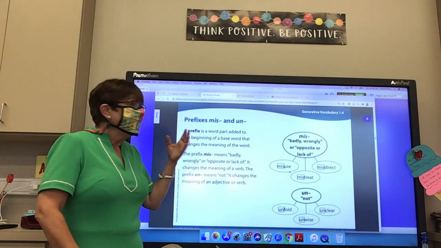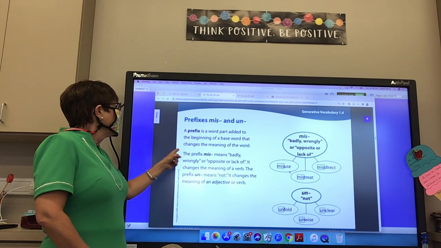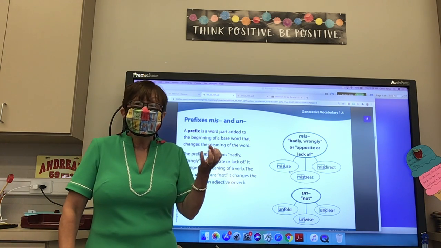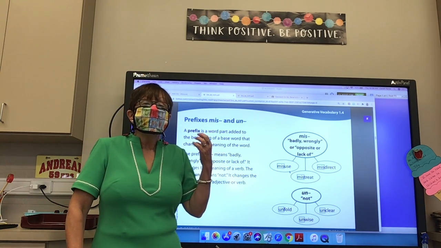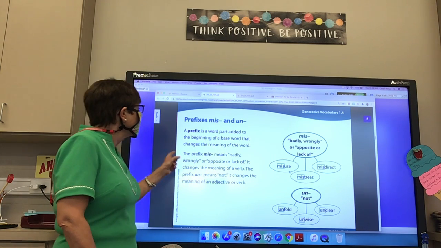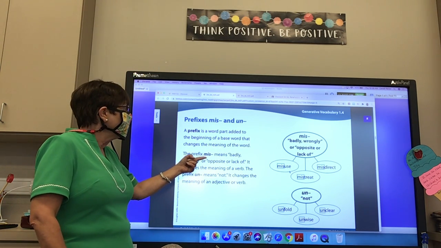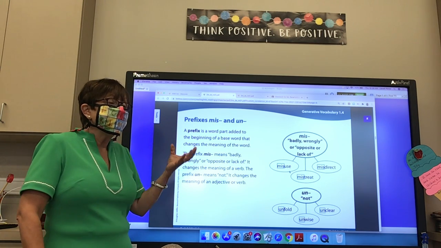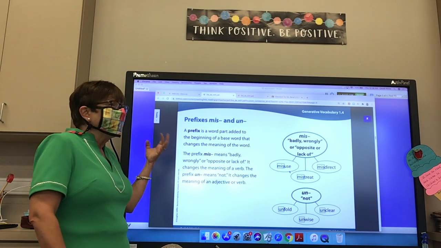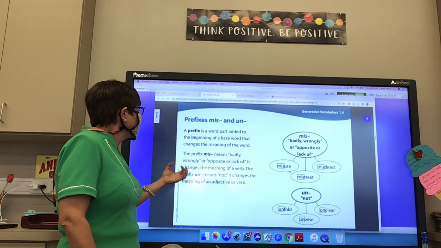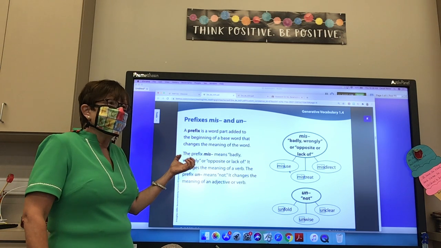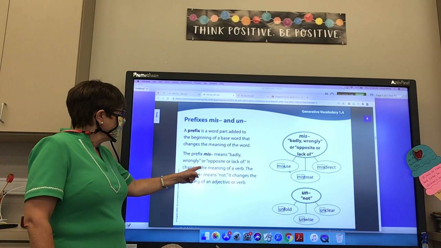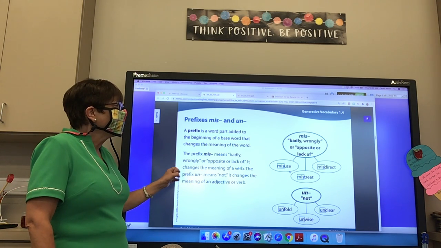Now, when we see mis at the beginning of a word, like in our story this week, where we have Marisol McDonald doesn't match and she mismatches, right? The prefix mis means badly, wrongly, or the opposite, or lack of. So mismatch means badly matched or wrongly matched. It changes the meaning of a verb. The prefix un means not. It changes the meaning of an adjective or a verb.